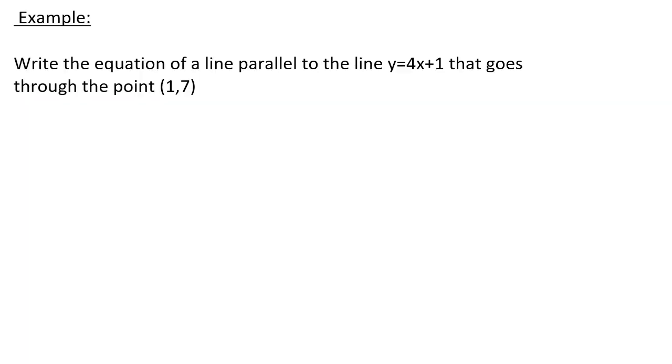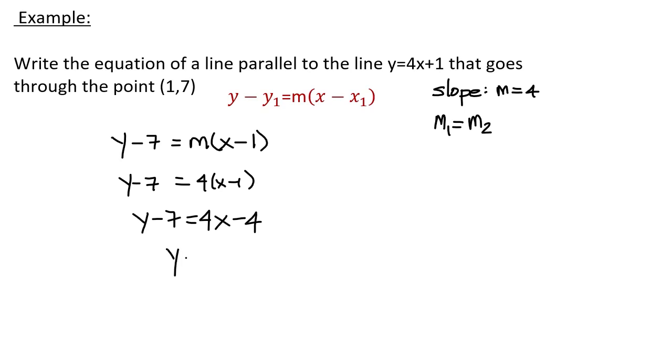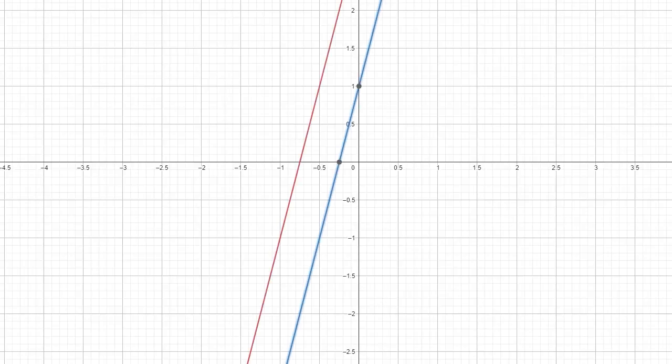In the example, we're asked to write the equation of a line parallel to the line y equals 4x plus 1 that goes through the point (1, 7). I think it would be a good idea to use the point-slope form. So we know the slope is m equals 4 for both lines, because in the case of parallel lines, the slope of the first must be equal to the slope of the second. So here's our point. We know y minus y1, which is 7, equals m times x minus x1, which is 1. So y minus 7 equals 4 times x minus 1. y minus 7 equals 4x minus 4. y equals 4x plus 3. So we have the graph of y equals 4x plus 1 and the graph of y equals 4x plus 3. You can see they're parallel.